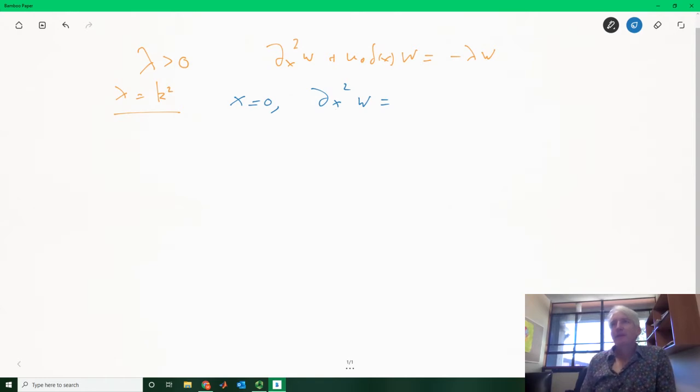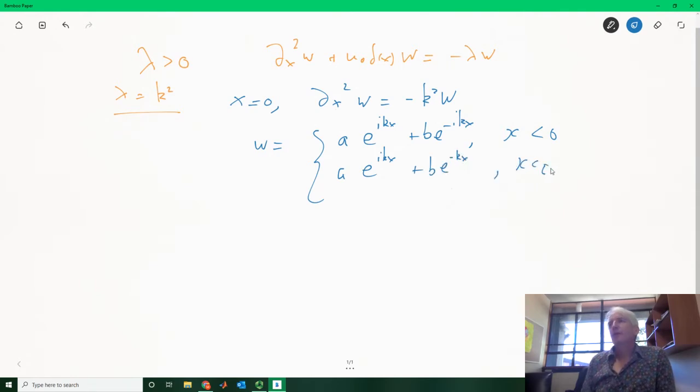So we're going to write it. So w is equal to a e to the ikx. This is if x is greater than 0, and we're going to do the same thing, solve on either side of 0 and glue them together. X is less than 0, and if x is greater than 0, we've got the same thing. X is less than 0. Now, obviously these aren't the same. That's the key point.